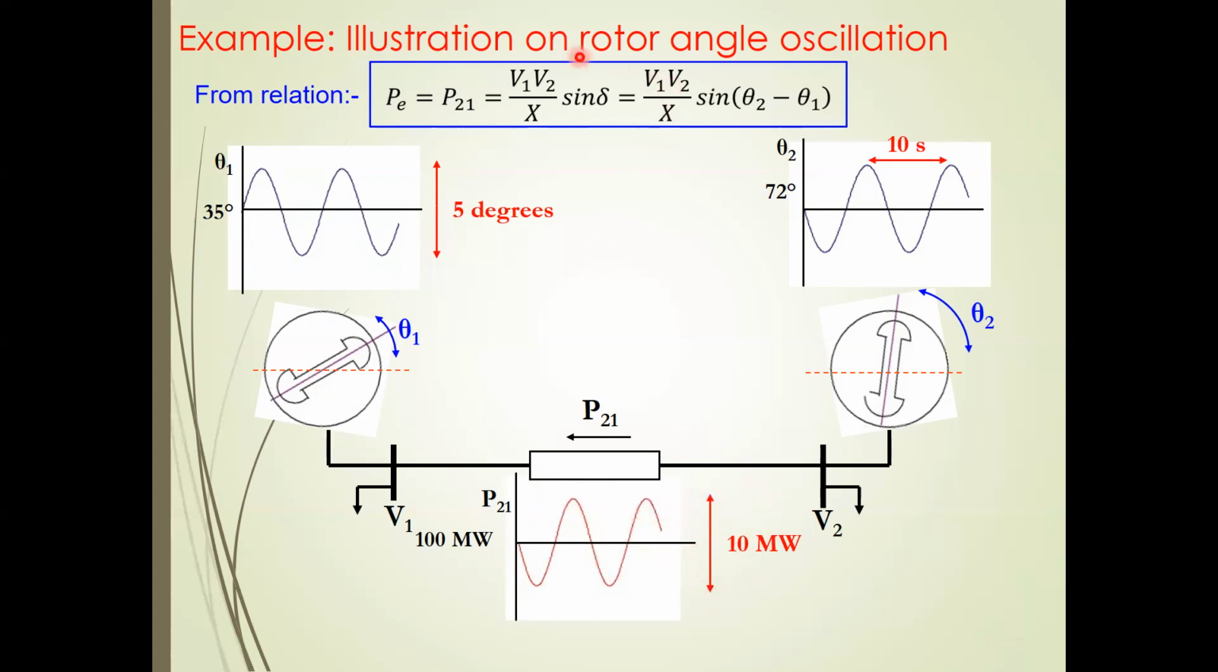And thus sometimes we say rotor angle oscillations, or we say power oscillations. We call it low frequency power oscillation, because it is at a very low frequency. So sometimes we say it is a low frequency power oscillation.